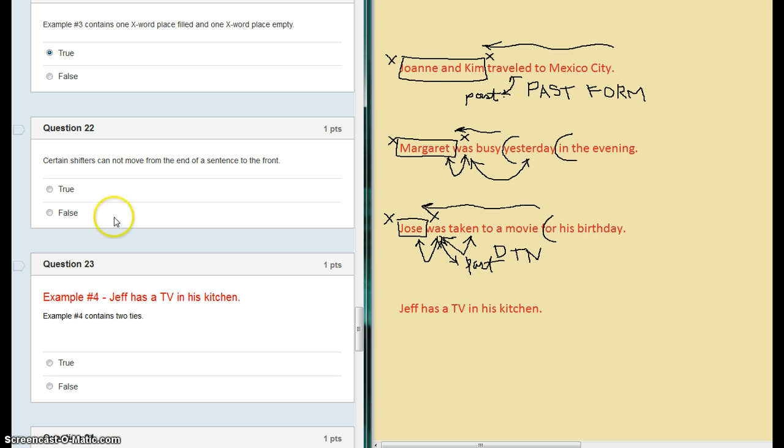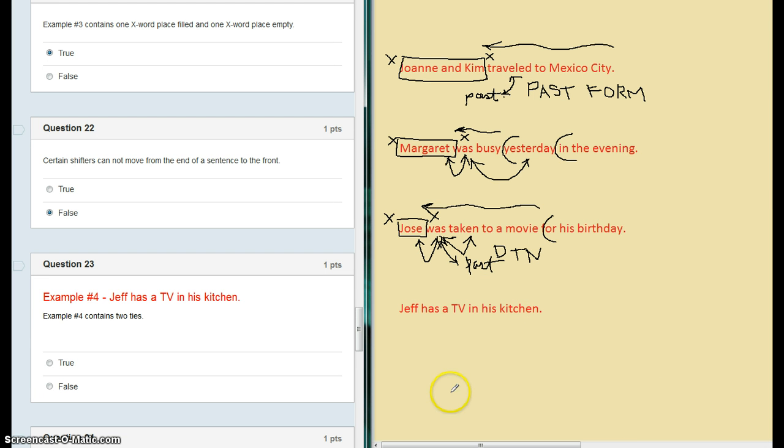Question 22. Certain shifters cannot move from the end of a sentence to the front. Now this is almost like a trick question. The answer is false, because the definition of a shifter is it's a word or group of words that can move from the end to the front or front to the end and not change the meaning. So if we say something's a shifter, we say it's a shifter because it can move, always. So number 22 is false.